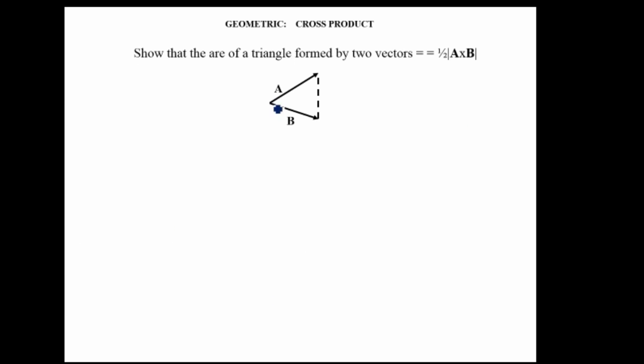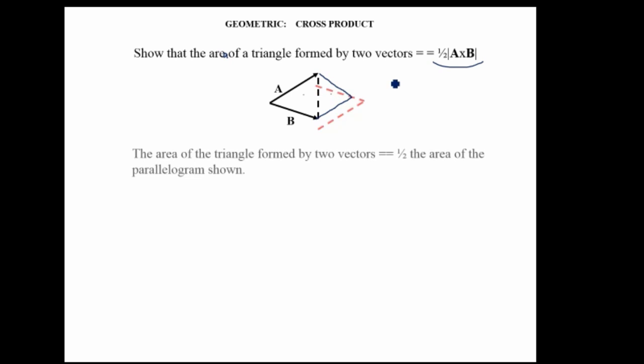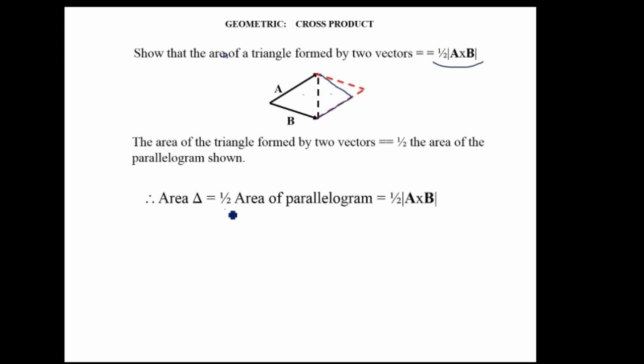If you have a triangle formed by these two vectors, then what's the area of the triangle? We've already shown that the cross product magnitude is the area of the parallelogram. And although I've drawn this poorly, this area equals this area. So the area of the triangle is just 1/2 times the magnitude of the cross product, 1/2 times the magnitude of A cross B.